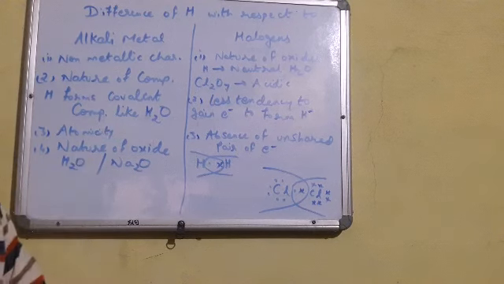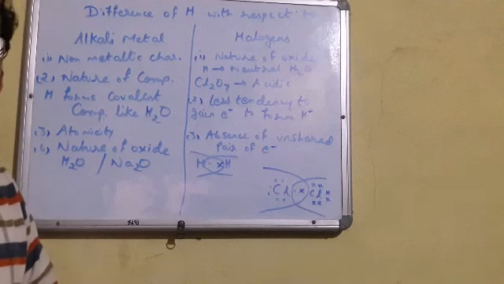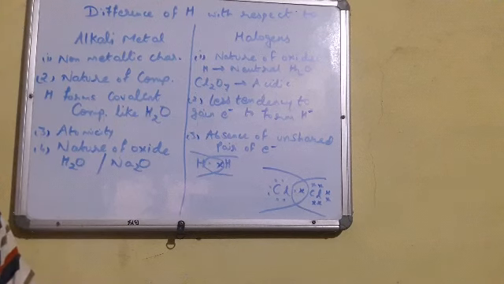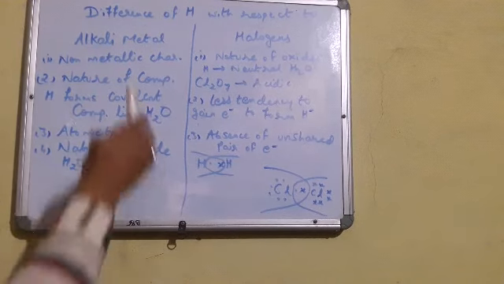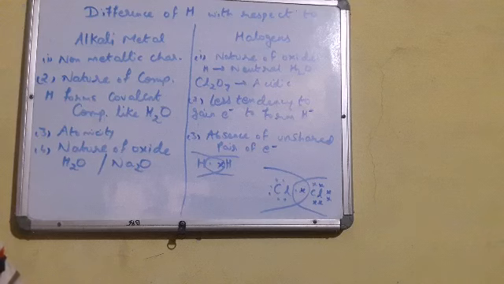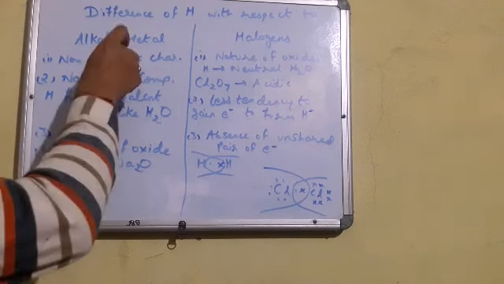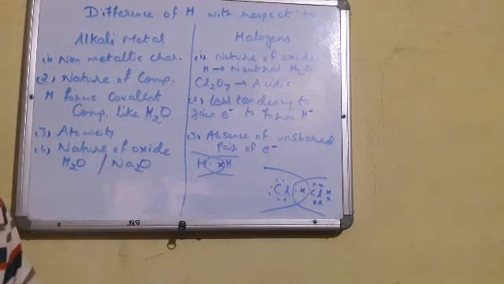Next point, nature of oxide. Hydrogen, when combined with oxygen, forms a neutral oxide. That means water is neutral. Whereas we know that metallic oxides are basic in nature. Why is it basic? When it combines with water, they form a water-soluble base. That is why they are called alkali metals. In that case, we say hydrogen is different with respect to alkali metals.